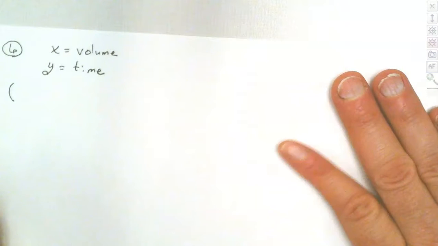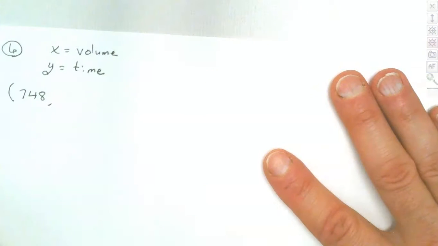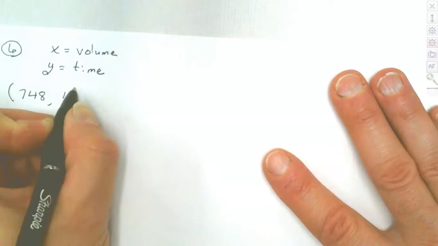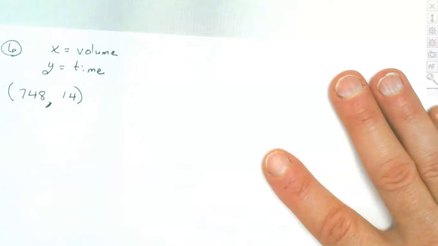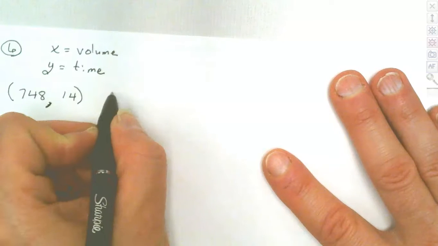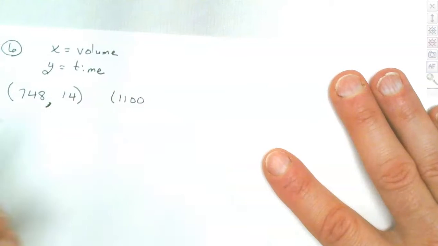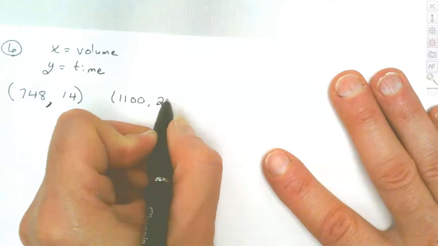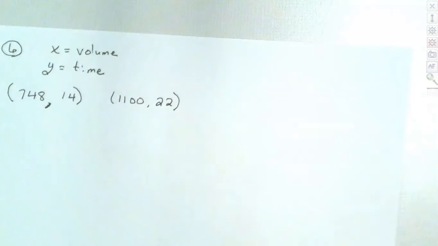Well, the first container is 748 milliliters. And it takes 14 seconds to go out. So there's our first ordered pair. Our second ordered pair is 1,100 milliliters, and it takes 22 seconds to go out. So do you see how I got my two ordered pairs there?